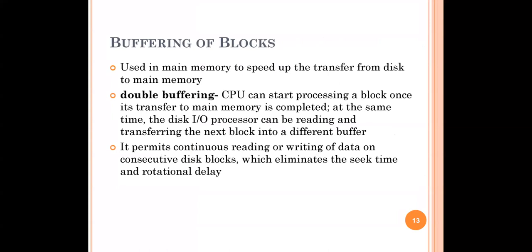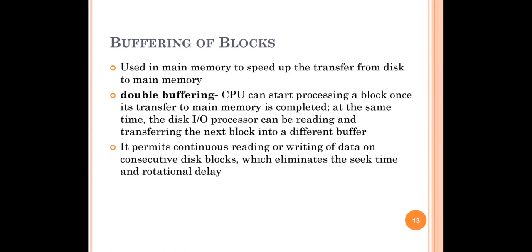So the next concept is called buffering of blocks, used in main memory to speed up the transfer from disk to main memory. So we know very well the buffers are used in between secondary storage and RAM. The data will be available in the ROM. The main program will be available in the ROM.